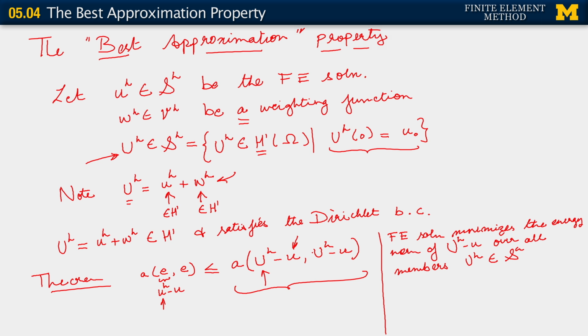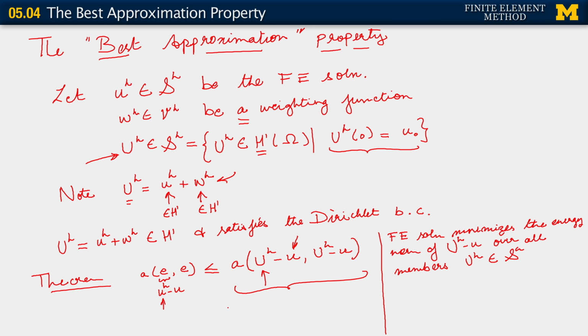In this sense, with the energy norm as a measure, the finite element method picks the best possible approximation among all members of SH. Okay? And this is why we call this the best approximation property, and in fact the statement that we have here represents the best approximation property. Okay? And this holds for all UH belonging to SH. Okay?